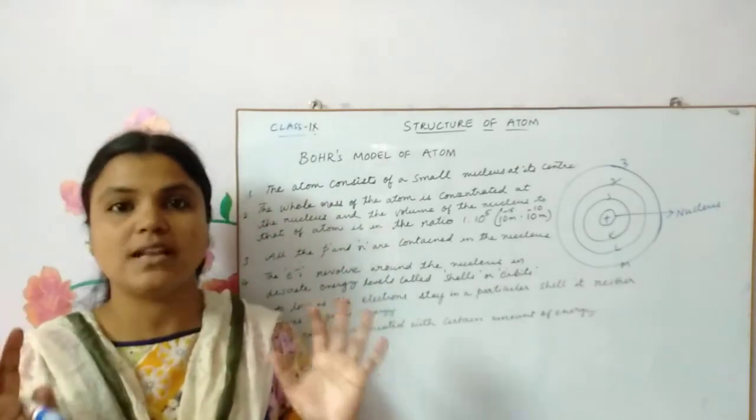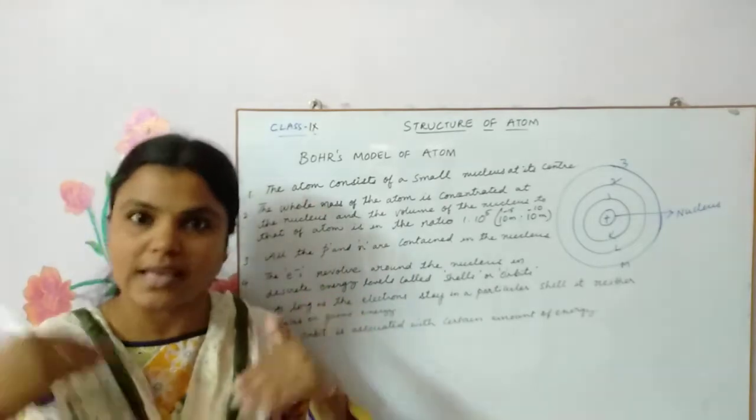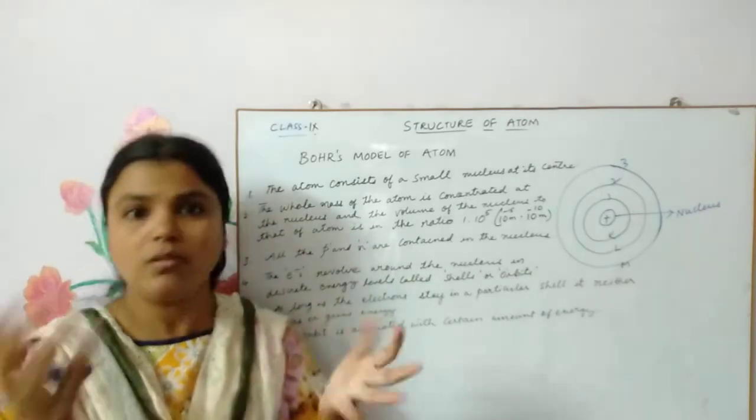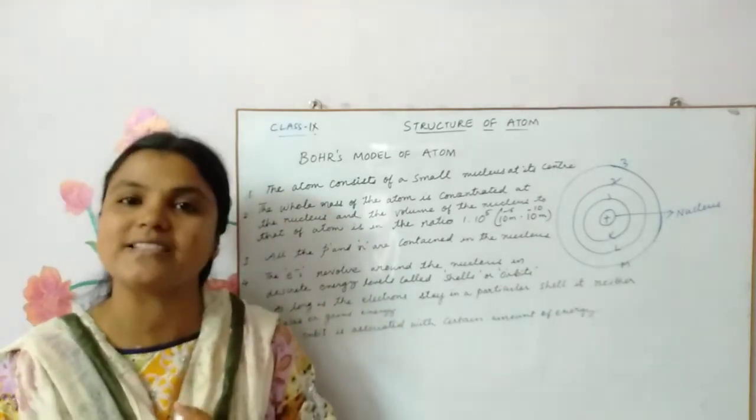As the electrons are charged particles, if they are in a particular orbit, they will not lose or radiate energy. So they won't collapse into the nucleus. That's why the atom is stable.